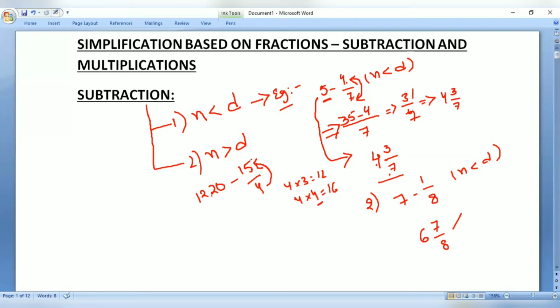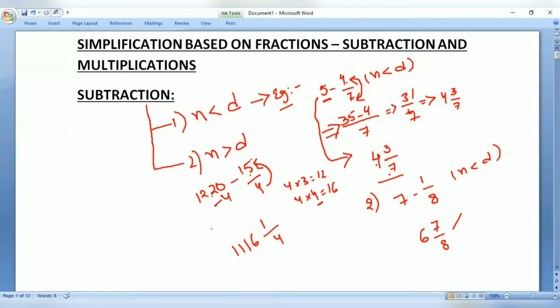Subtract 4 from 120, the previous number, that is minus 4. So it becomes 116. 16 minus 15, what is the difference? 1 by 4. This is how we solve.